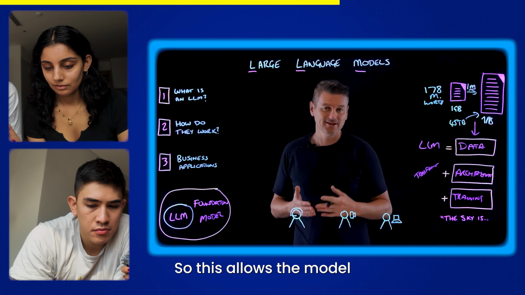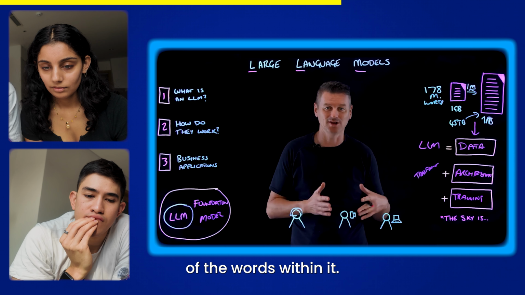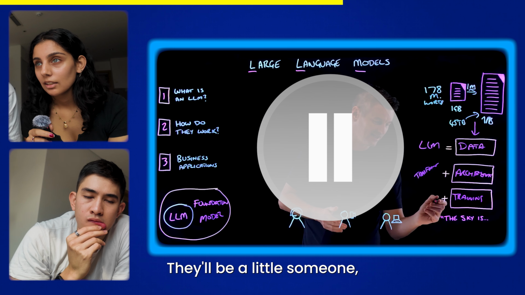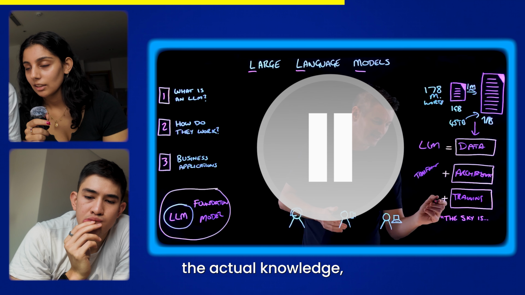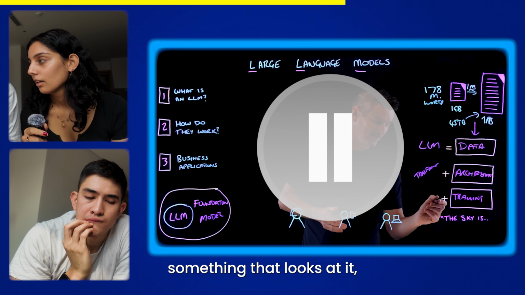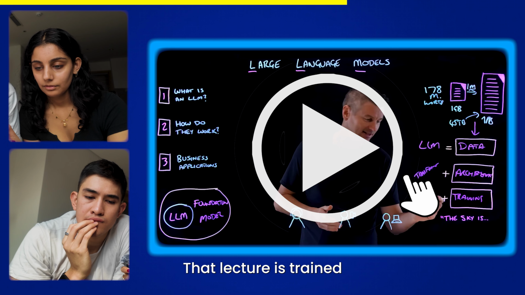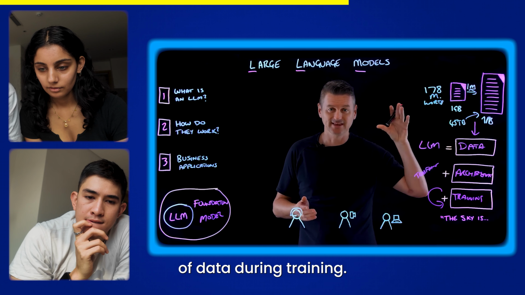Sweet. This allows the model to build a comprehensive understanding of the sentence structure and the meaning of the words within it. And then in this architecture there'll be a little something that looks at structure, the grammar, something that looks at the actual knowledge, something that looks at QAing it, fact checking it, that kind of thing. The architecture is trained on all of this large amount of data.